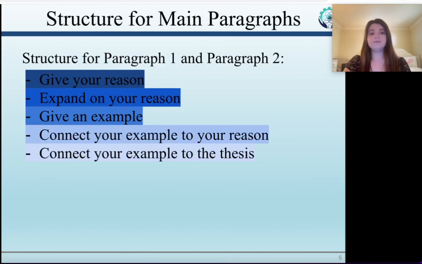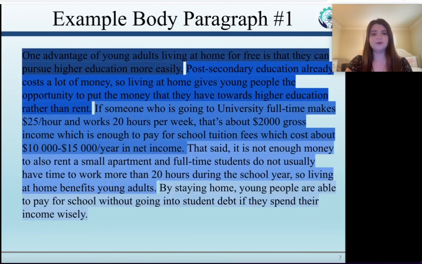Awesome. Then part two, in the second darkest blue, is to expand on your reason. So let's explain a little bit further. Well, why would that be? Why would it be that young adults living at home makes them able to pursue higher education more easily? Let's explain. It says post secondary education already costs a lot of money. So living at home gives young people the opportunity to put the money that they have towards higher education rather than rent. So there you go.